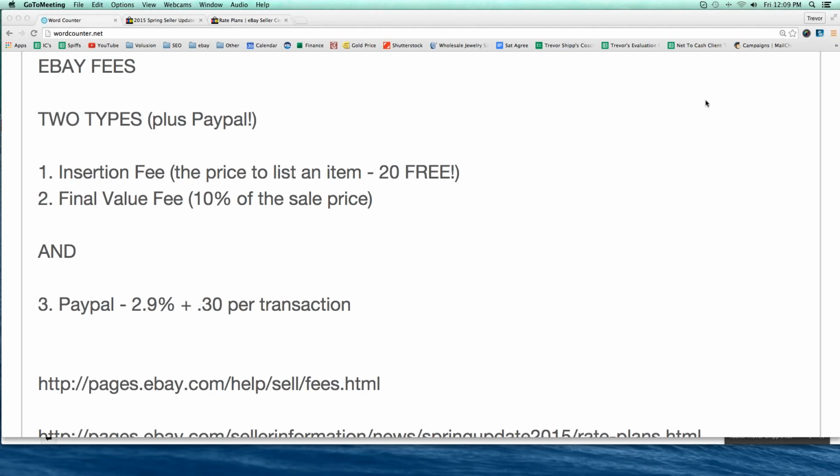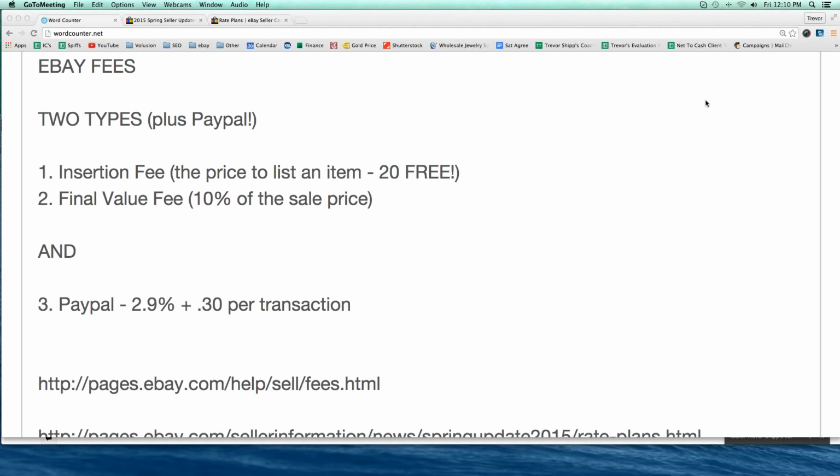Specifically today, we're going to be talking about eBay fees. And seeing that it's May 1st, 2015, there's been a recent change in the eBay fees. eBay announced it a couple of months ago, and then as of today, it's been implemented.